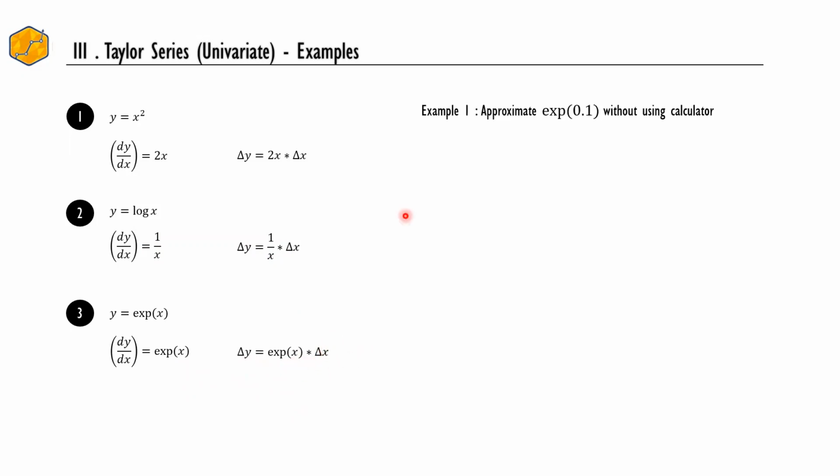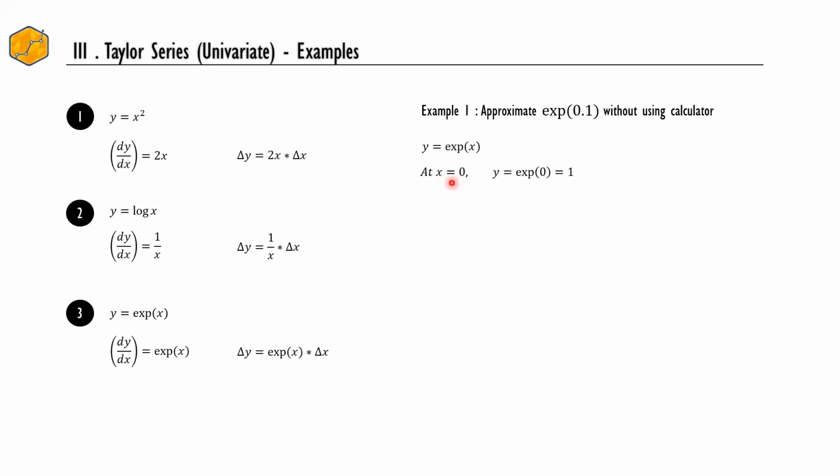How do we use this in practice? I'll give you a very simple application. Approximate e to the power 0.1 without using a calculator. How do we do this? There is one value that we know which does not require a calculator, which is e to the power 0. We know e to the power 0 is 1. Anything to the power 0 is 1, correct? If we know e to the power 0 is 1, the input, which was 0, has moved a little bit by 0.1. That's delta x. If it moved a little bit, how much would y, which is e to the power x, change? We can calculate that using Taylor series, right? So let's do this. This is our function, y equal to e to the power x.